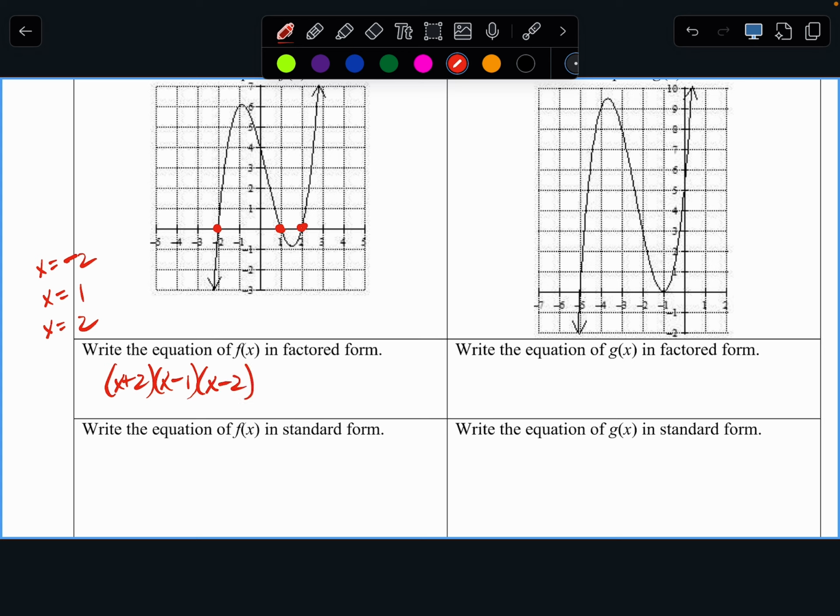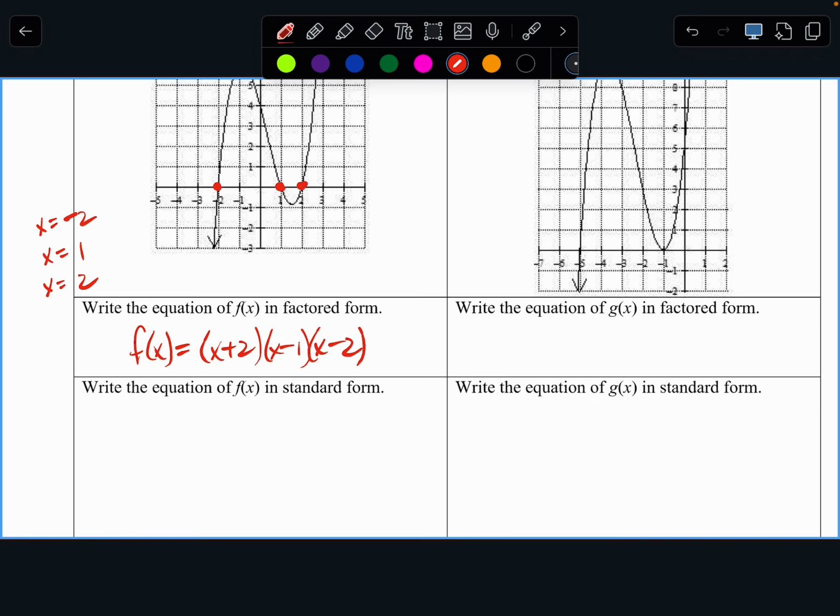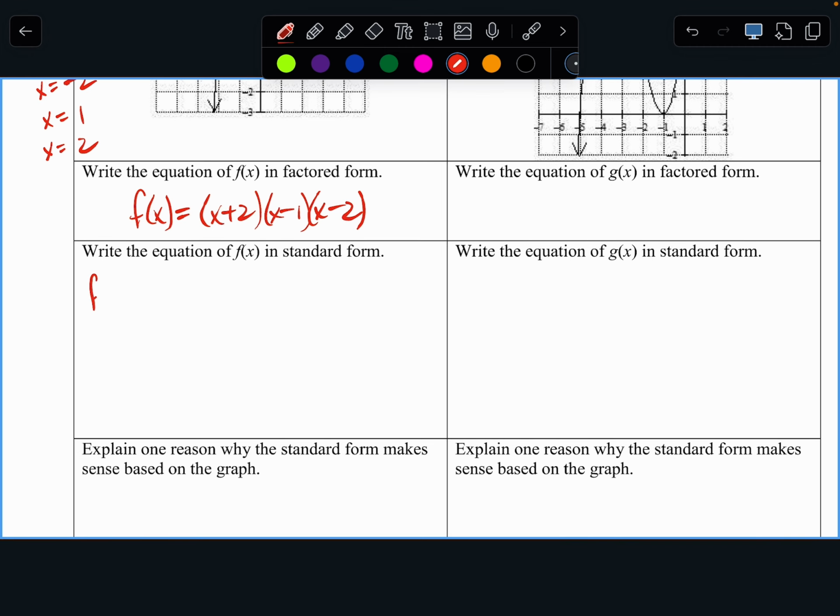And we'll call that f of x. So f of x equals x plus 2, x minus 1, and x minus 2. Then it wants us to write that equation in standard form. Fantastic. We're just going to multiply that out. So f of x equals, when I multiply the first two together, I get x squared plus x minus 2 times x minus 2. And then keep going.